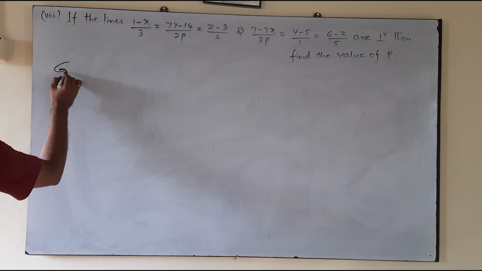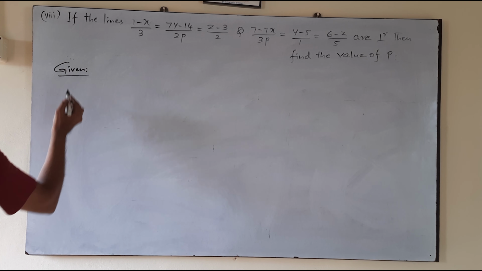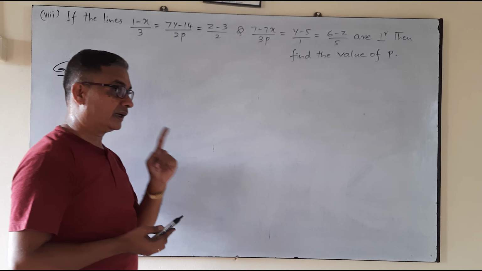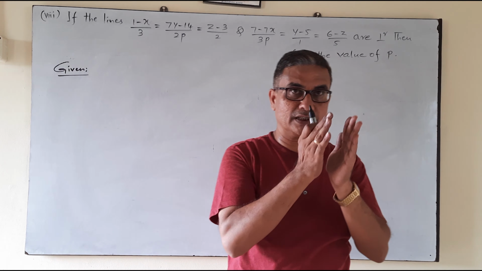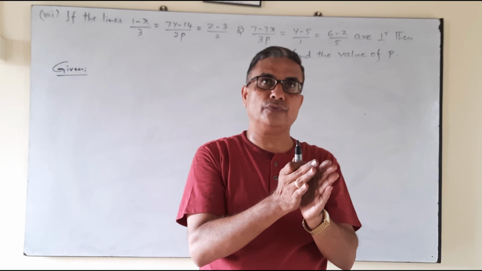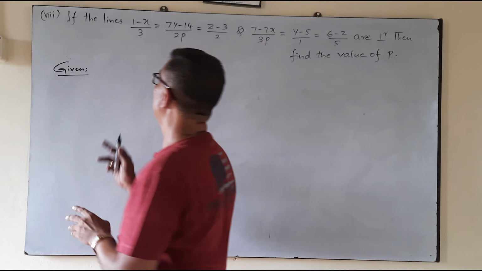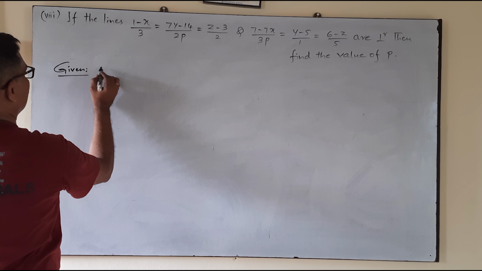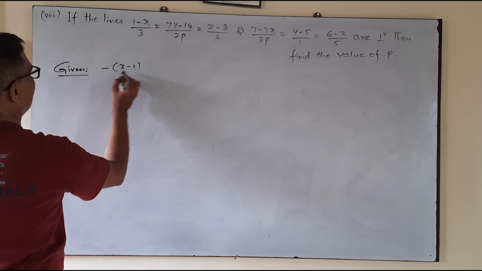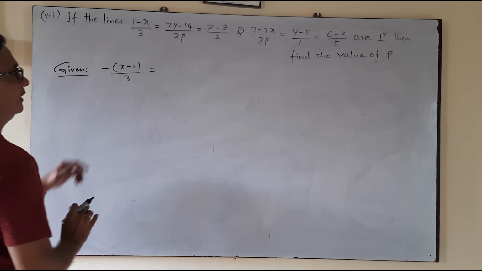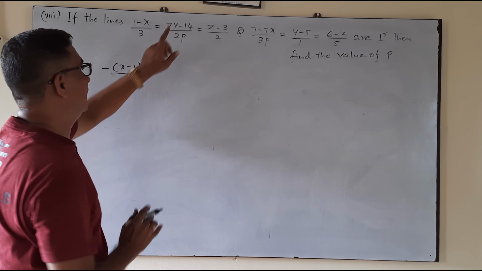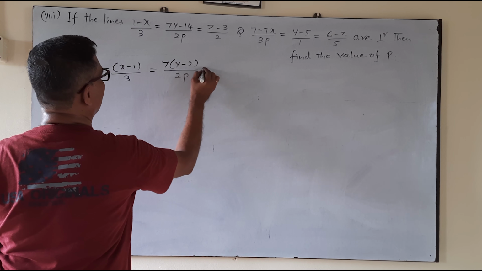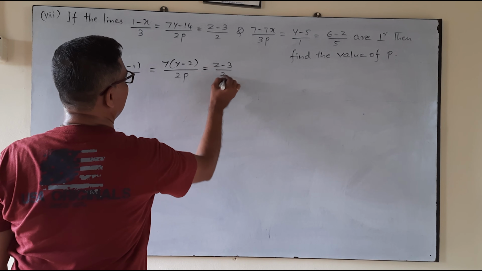Look, before finding the p value, first you have to identify whether the given lines are in Cartesian form or not. In Cartesian form, the first term must be x, and the coefficient of x, y, z must always be 1. But here, look, the first term is not x, it is second. Interchange it, and it becomes minus of (x minus 1) divided by 3, correct? Here the y coefficient is 7, so take 7 common: y minus 2 divided by 2p. This is okay. z minus 3 divided by 2.